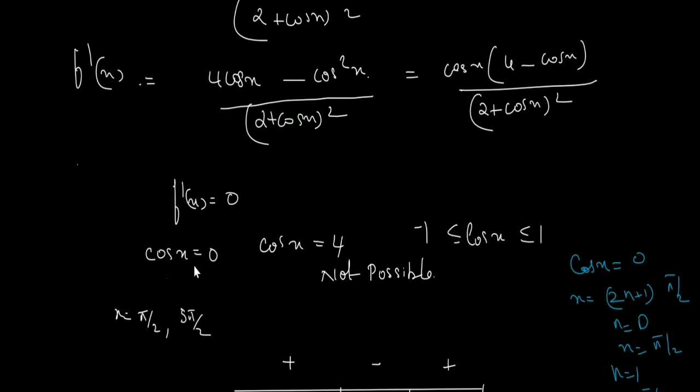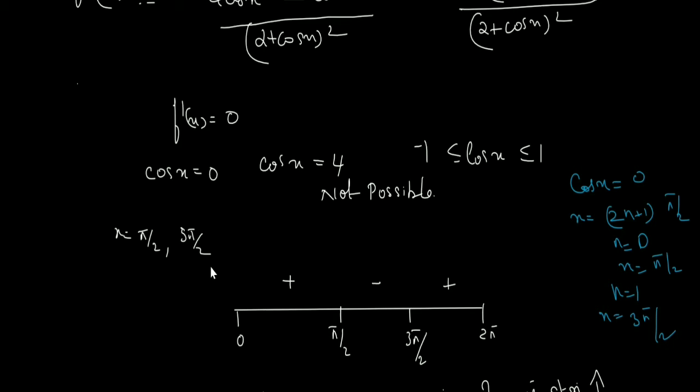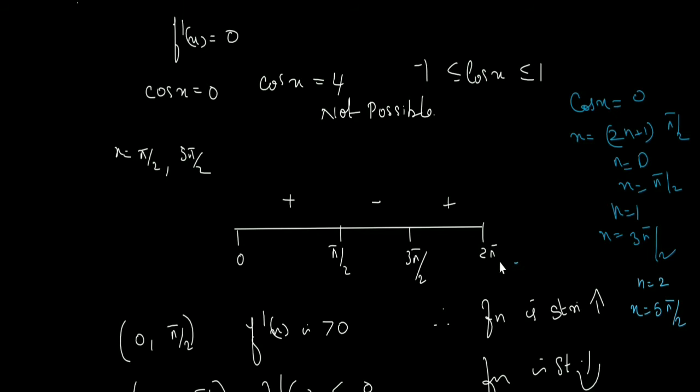So cos x equal to 0, that means x is equal to, you know that when cos x is 0, x is (2n plus 1) pi by 2, this is the general form. Put n is 0, you get x is pi by 2. Put n is 1, you get 3 pi by 2. After that, when you put n is 2, you will get 5 pi by 2, this is outside 2 pi. Let us take this interval 0 to 2 pi first.